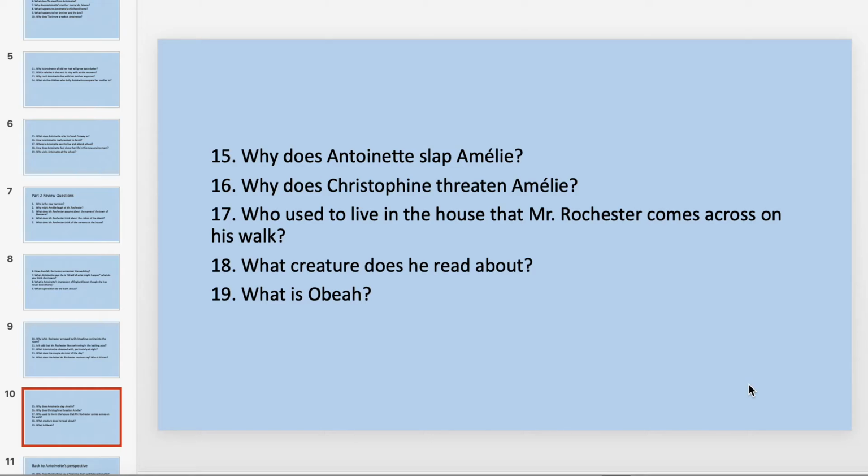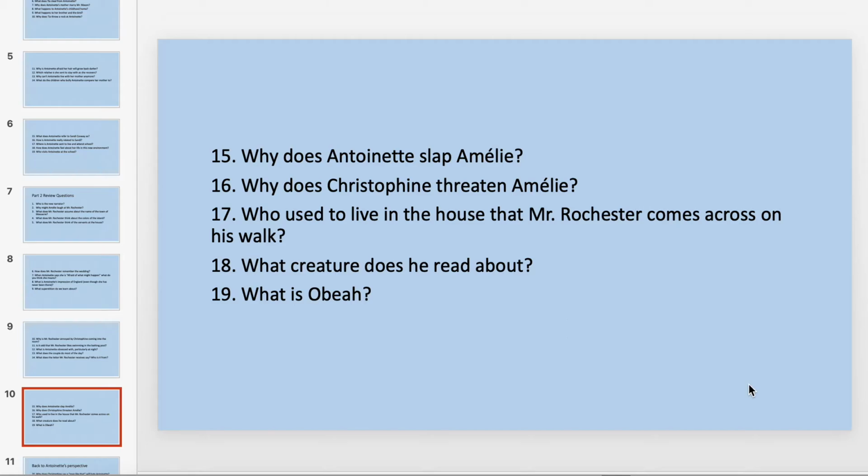So Amelie is poking fun at them, making jokes, and trying to embarrass Antoinette, and so Antoinette is going to slap her. And then Christophine's going to step in and threaten Amelie, trying to remind her of their social ranking of where they're at, because Amelie is trying to assert herself as being closer to Antoinette than Antoinette would like. Going on to 17, who used to live in the house that Mr.